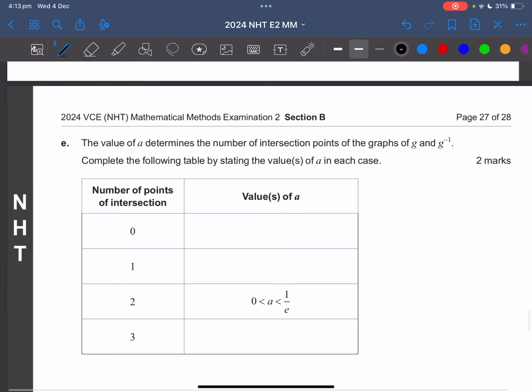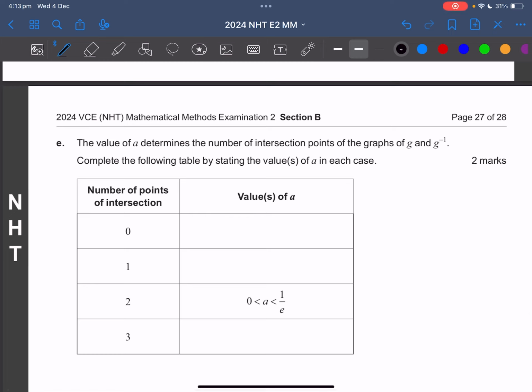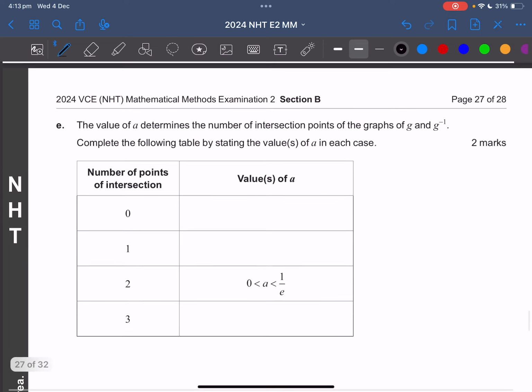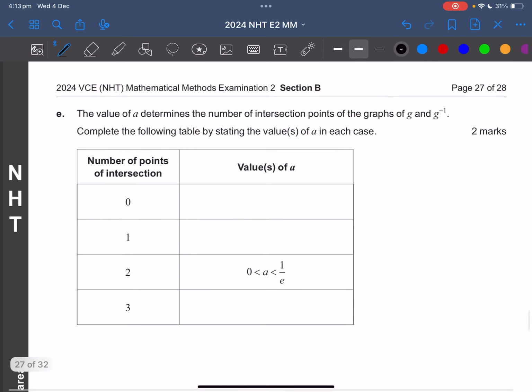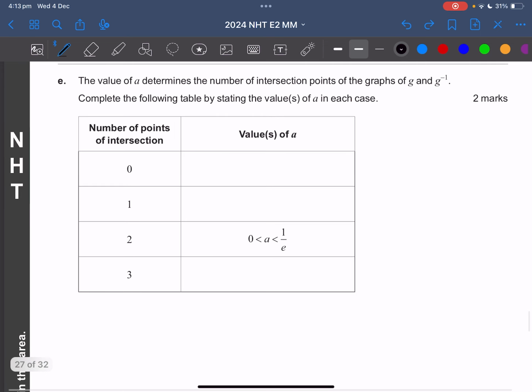Okay. The value of a determines the number of intersection points of the graphs g and g inverse. Complete the following table by stating the values of a in each case. Okay, so we will find the values of a such that there are 0 intersections, 1 intersection, 2 intersections, and 3 intersections. Okay, we are given that when a is between 0 and 1 over e, we have 2 intersections. And we will find such bounds of a for other cases as well.